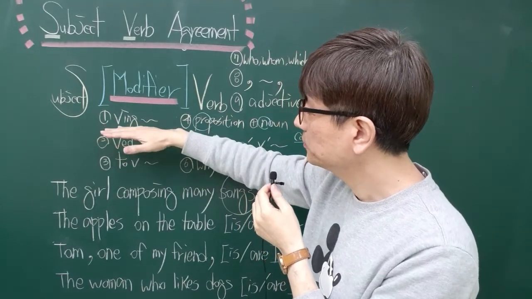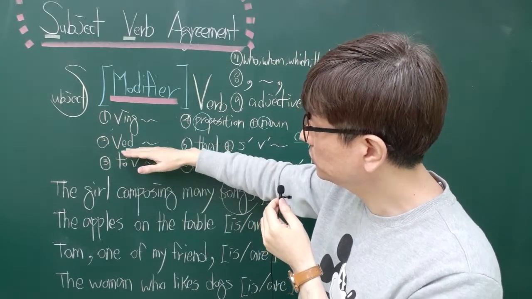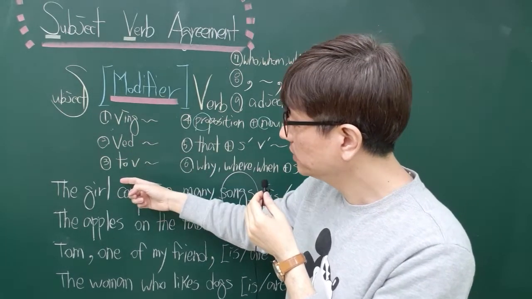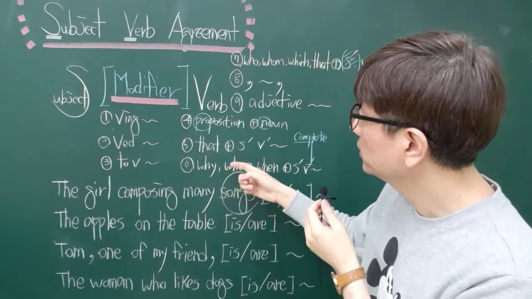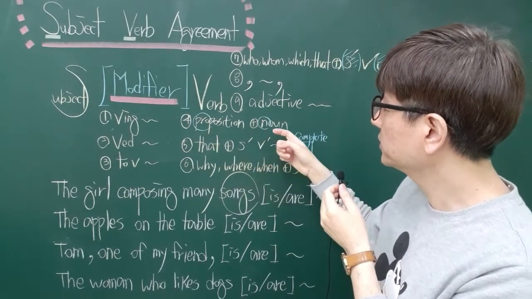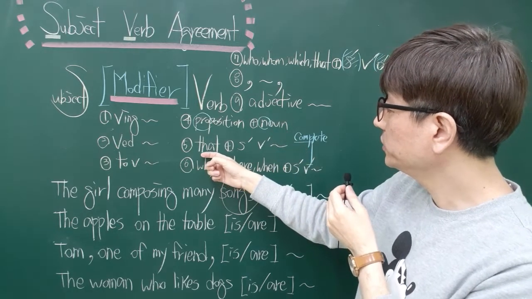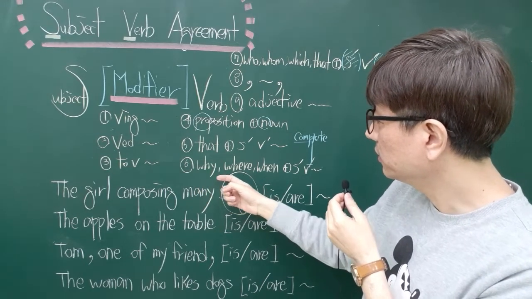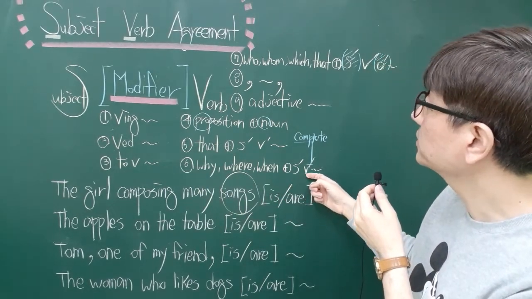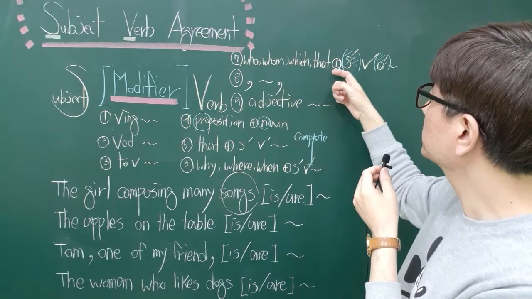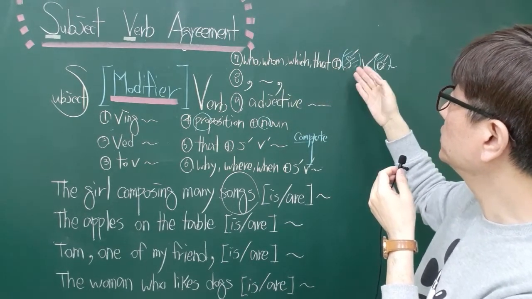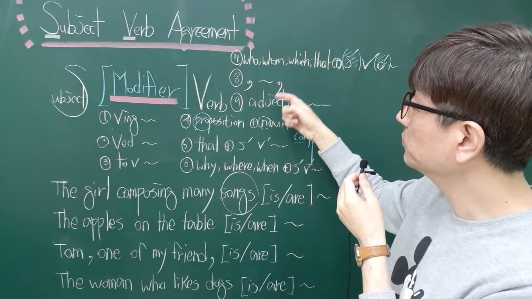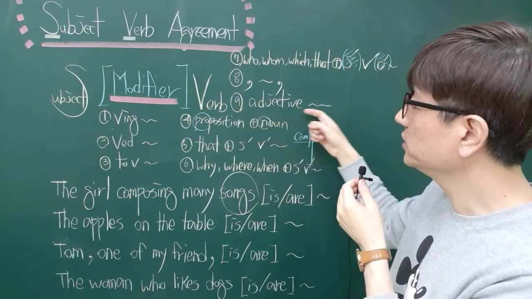Number 1, present participle. Number 2, past participle. For irregular verbs, you have to memorize them respectively. Number 3, infinitive. Number 4, preposition plus noun. Number 5, apposition that plus a complete sentence. Number 6, relative adverb plus a complete sentence. Number 7, relative pronoun plus an incomplete sentence. You need to get rid of either the subject or the object. And number 8, comma, comma, double commas. Number 9, adjective, blah, blah.